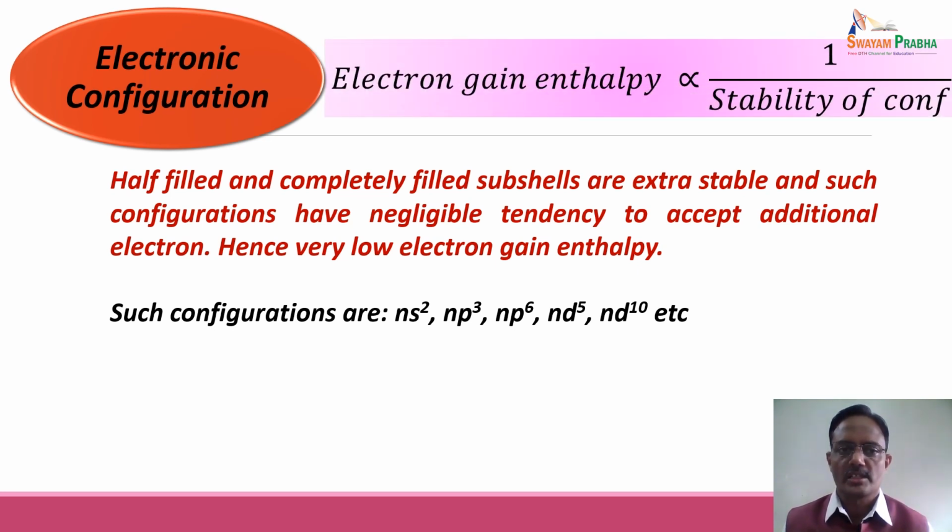So in other words, we can say that the electron gain enthalpy is inversely proportional to the stability of the configuration. If the configuration is already stable, the atom will not have a tendency to accept the electron. As a result, electron gain enthalpy will be either 0, or sometimes even positive.